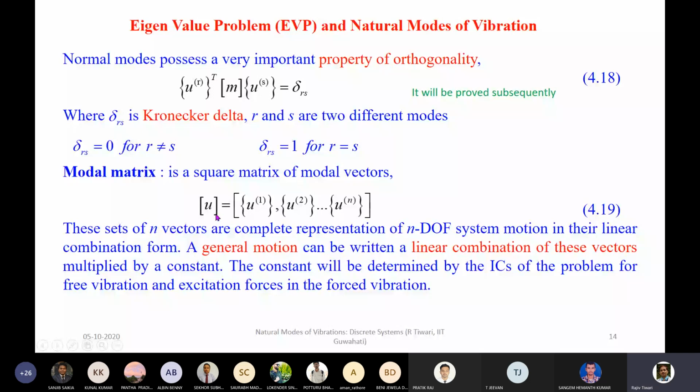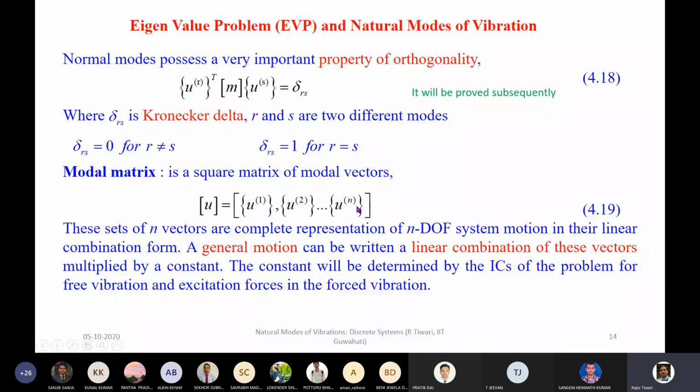This modal matrix is important because it can be used as a transformation matrix to transform the generalized coordinates which we have chosen to some natural coordinates. We will see this transformation today. So this modal matrix is very important, and it can be used to transform the equation into normal modes in which the equations will be uncoupled.